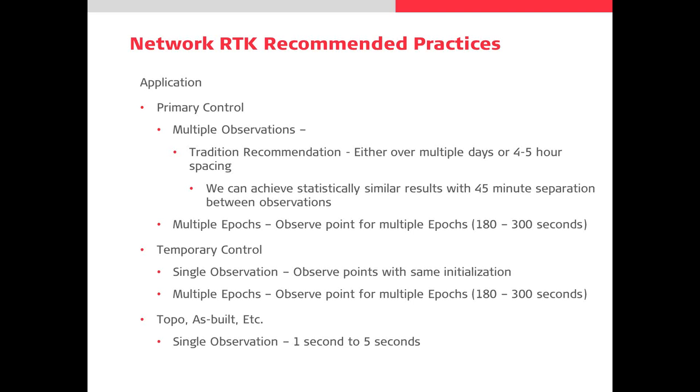Temporary control would be where I need to drop a pair of points to turn a topo into some trees, where I can't get my GPS to work. So I'm going to drop a pair of points and I'm going to turn into them. I'm not going to set any other control off of this going forward. I'm just going to do some small work from those pair of points. I can do this with a single observation.